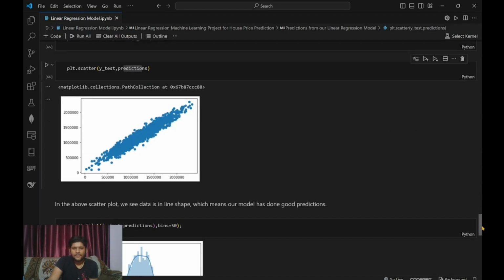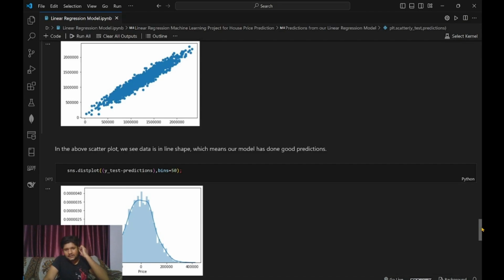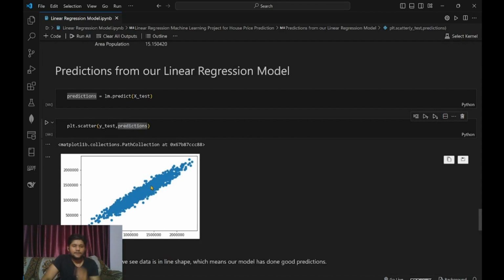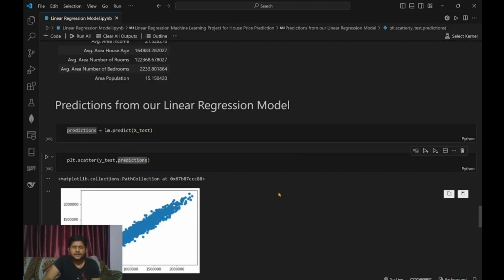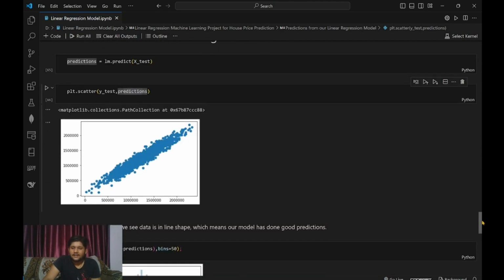And let's see further. In the above scatter plot, we see the data is in line shape, which means our model has done a good job. We didn't perform much feature engineering in this case, but yes, it has good performance.